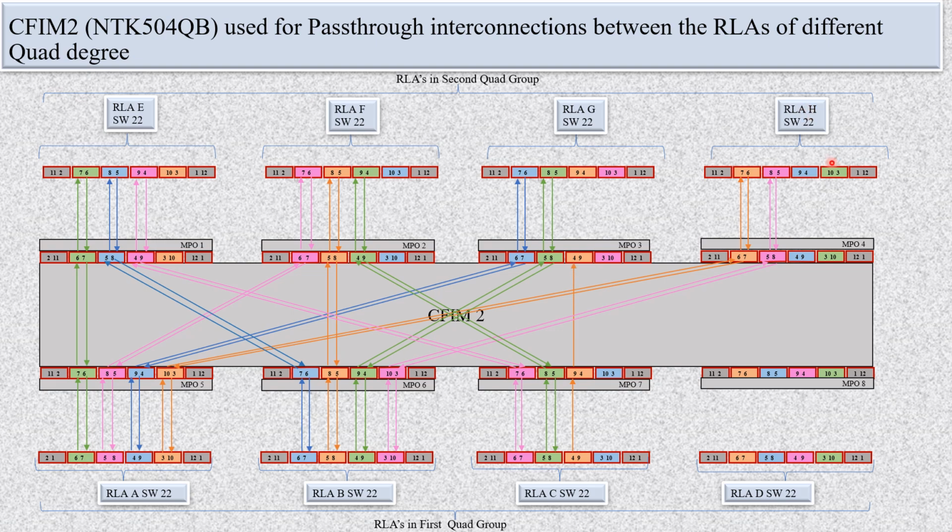In the same way RLA D, by first fiber pair, is connected to RLA E. By second fiber pair, it is connected to RLA F. By third fiber pair, it is connected to RLA G. And by fourth fiber pair, you can see it is connected to RLA H. So all RLAs can communicate with each other.